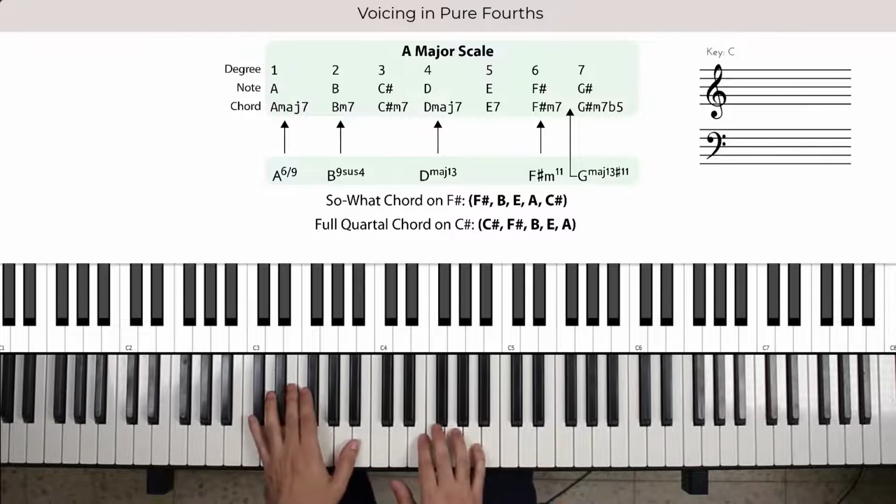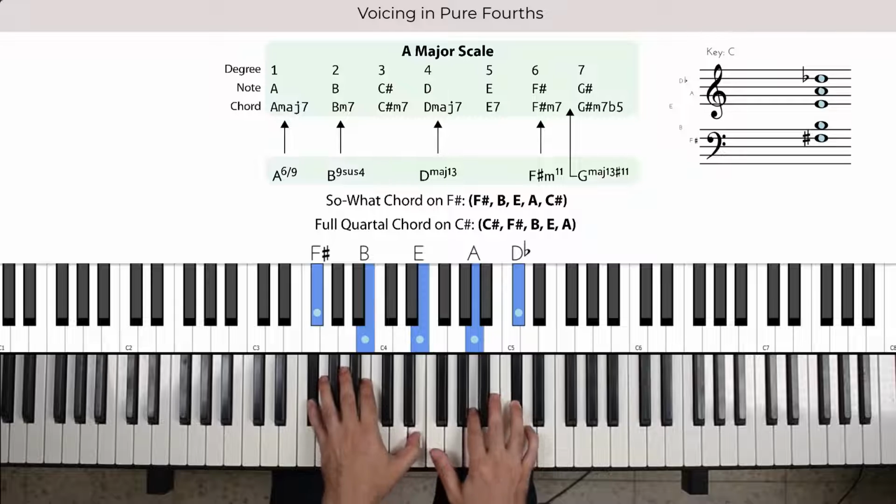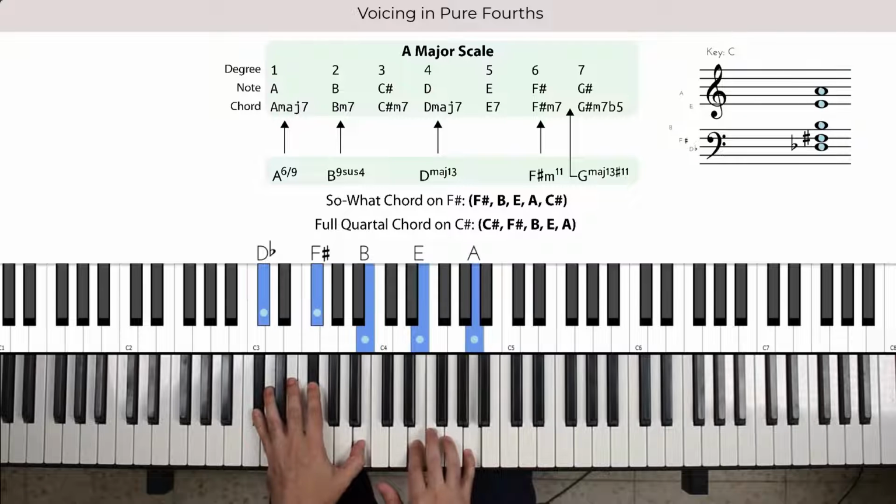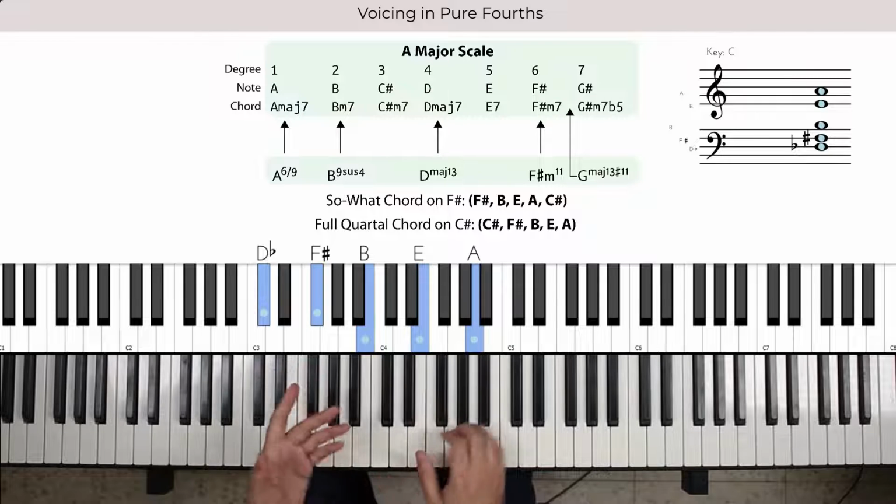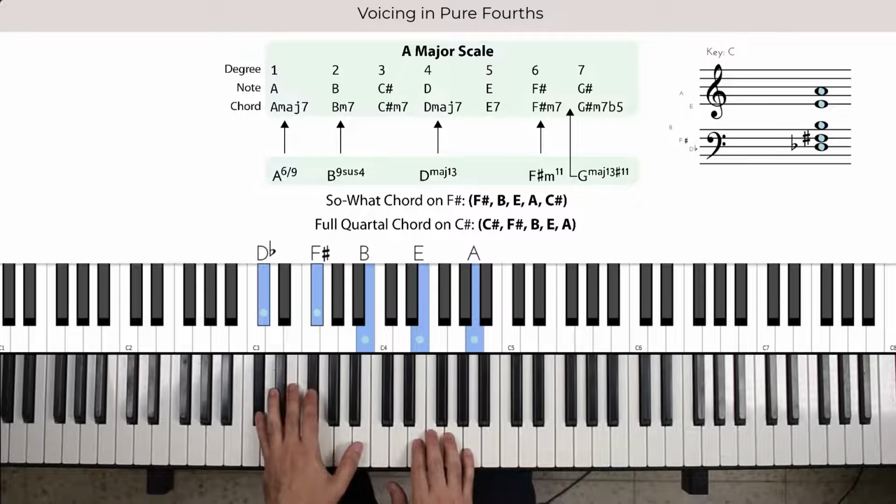So you can see how in one instance the set of notes, the quartal notes the so what chord initially played, had an F sharp minor 11th role, and now it's playing an A6 9 role. And this form is important to memorize in all 12 keys as an alternative voicing to the so what chord.